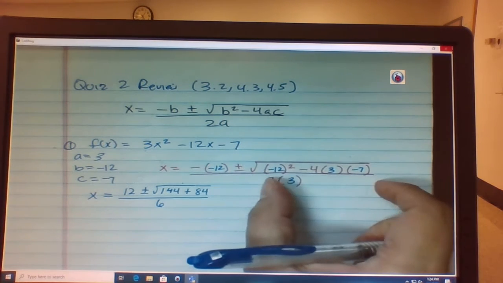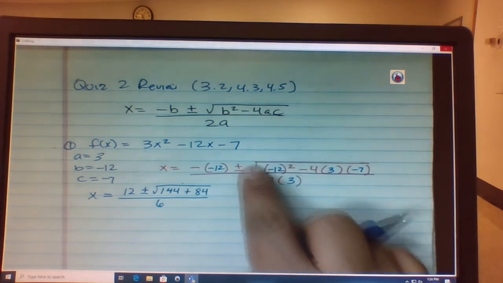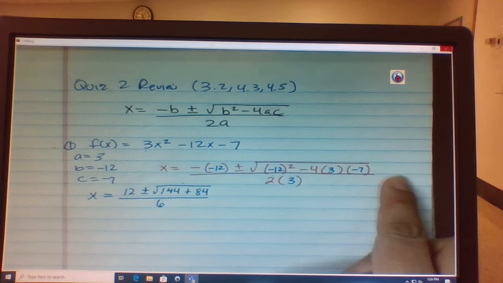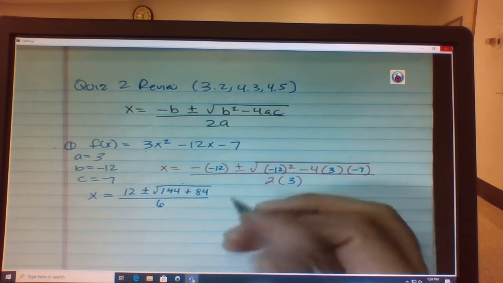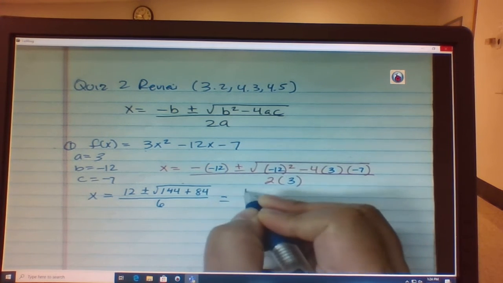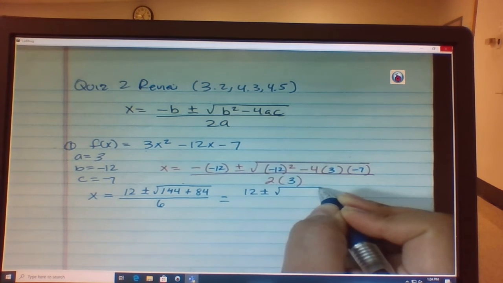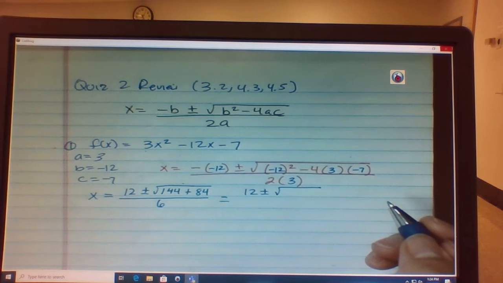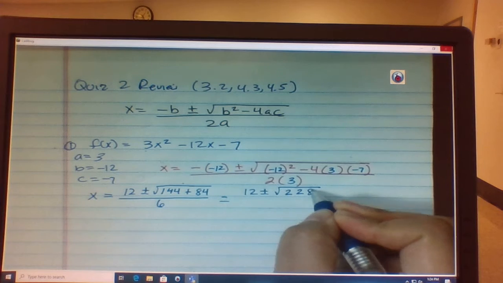So we plug it in. You could just plug this into your calculator if you have it, whether it's graphing or just scientific, without the square root. You just type in those numbers and it will give you an answer. So positive 144, positive 84. When I add those, it gives me what? 228.